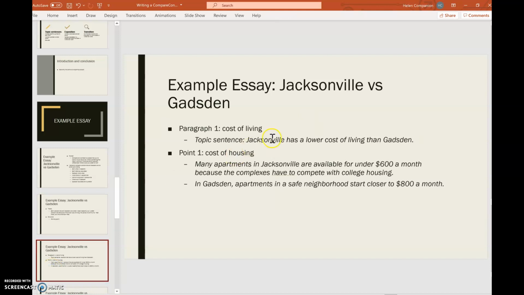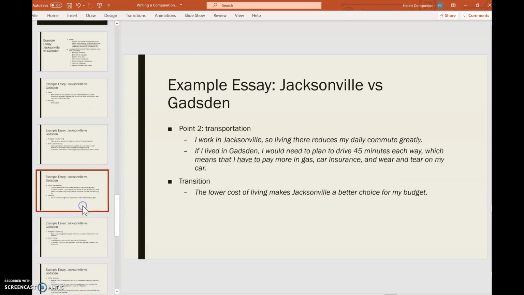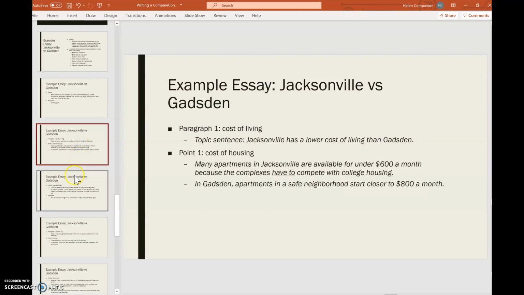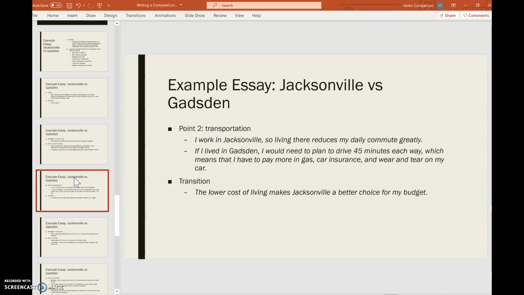So for the first paragraph, I'm talking about the cost of living. My topic sentence might be that Jacksonville has a lower cost of living than Gadsden. So then my first point for that is the cost of housing. So many apartments in Jacksonville are available for under $600 a month because the complexes have to compete with college housing. And in Gadsden, apartments in a safe neighborhood start closer to $800 a month. I think there's some stuff missing here, so it's okay, we'll just keep going.